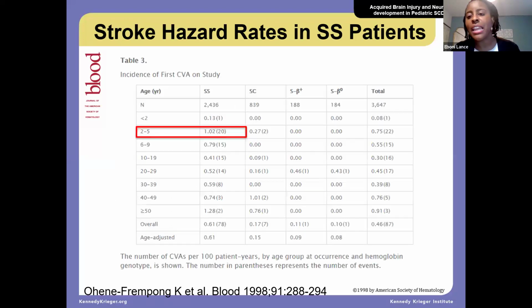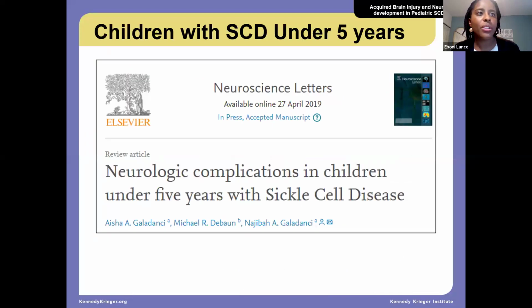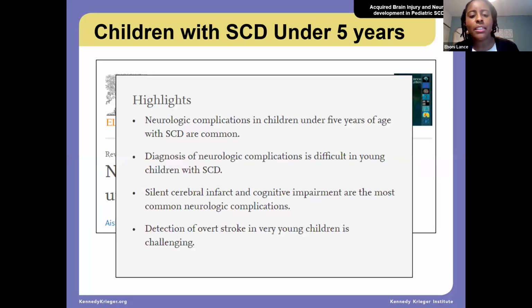So when you look closer at the data from that natural history study, the highest risk is actually in patients between 2 to 5 years of age. Those are the patients who are having strokes. It can obviously be difficult to diagnose stroke in children, but it's incredibly difficult to diagnose in children between 2 to 5 years of age. As you can see, there has been a publication looking at this and noting that these children under 5 are having neurological complications, that it's difficult to diagnose in these children, and that we're seeing silent cerebral infarcts and cognitive impairment most commonly, but it's very difficult to detect that as well as overt stroke.